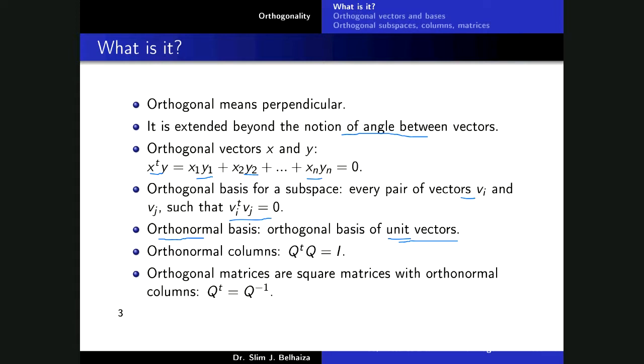Now we extend this notion to what we call orthonormal columns. For example, we'll talk about very thin matrices, such that Q transpose times Q equals I. And this gives birth to what we call orthogonal matrices, which are square matrices with orthonormal columns. So let's get into that.